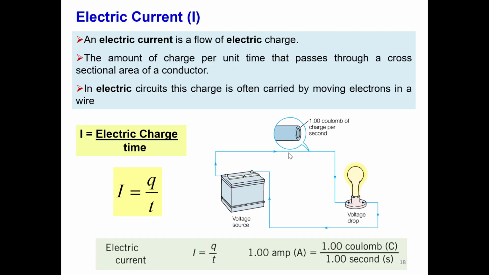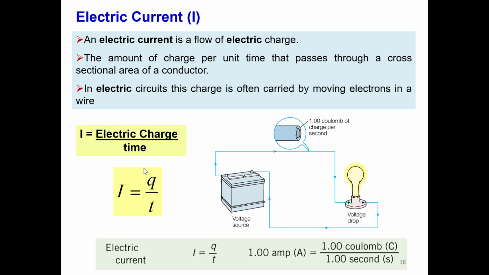Then the simple electric circuit has a voltage source that can be a battery, has a device in which the work is done, which can be a lamp, and also has some continuous pathways in which the charge can move. Usually this is a wire.